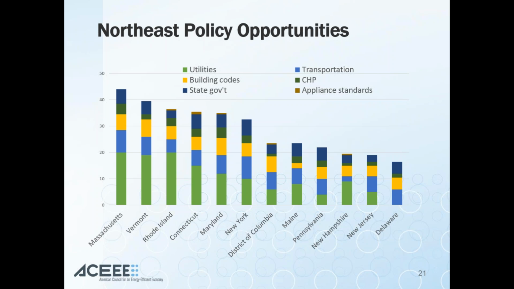We're also seeing states in this region look closely at appliance standards, which is a policy area typically driven by California, but we're seeing both Massachusetts and Rhode Island look carefully at state-led appliance standards.